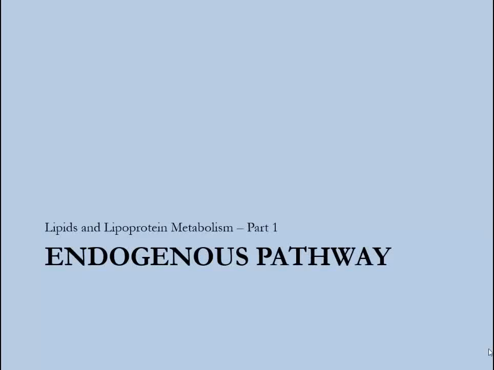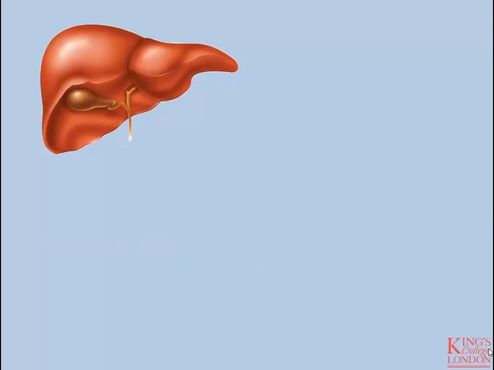The endogenous lipid transport pathway also involves the liver. However, this is independent of the gastrointestinal tract, so we are not now dealing with cholesterol and triglyceride transport coming from dietary sources. This is hepatically derived lipid, which is being packaged into the VLDL particles and then transported throughout the body to deliver both triglyceride and to some extent cholesterol to various cells and tissues.